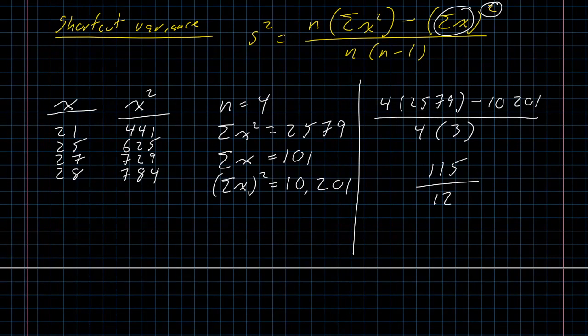And if I divide 115 divided by 12, I get, well, 9.58, etc., but that rounds to 9.6, which is exactly the same variance that I got in the last one. And when I take the square root, I will get the exact same standard deviation that I got when I went through this the first time.